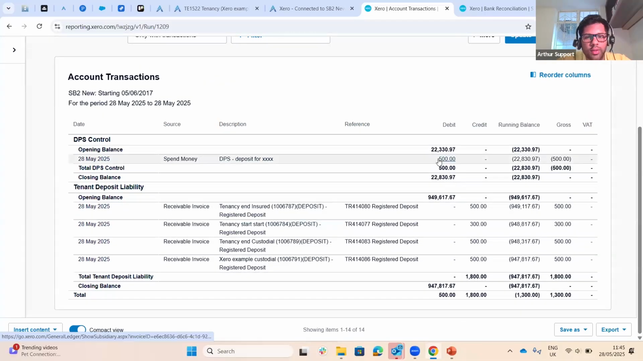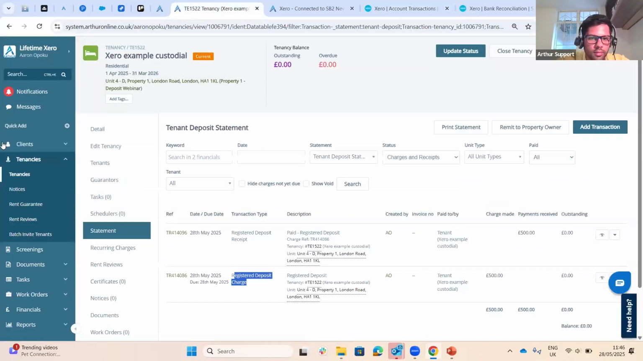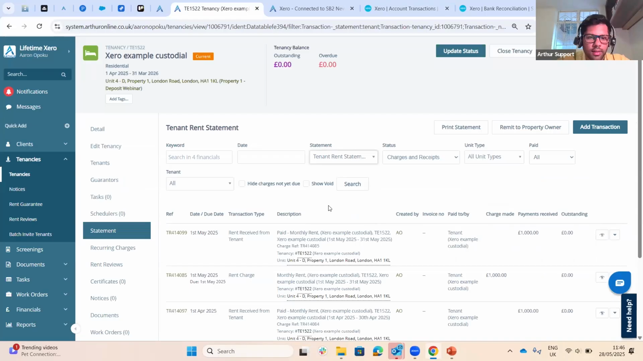So once you've received the money from the tenant and once you've sent it out to the DPS, those two liability accounts will balance down to zero, because you've got £500 credit and £500 debit, and your liability accounts balance down to zero. So that's the start of the tenancy. At the end of the tenancy now, we're going to look at the process of closing the tenancy.